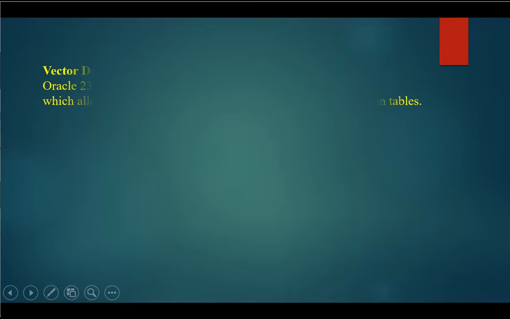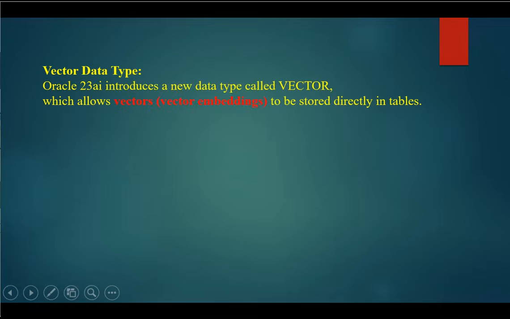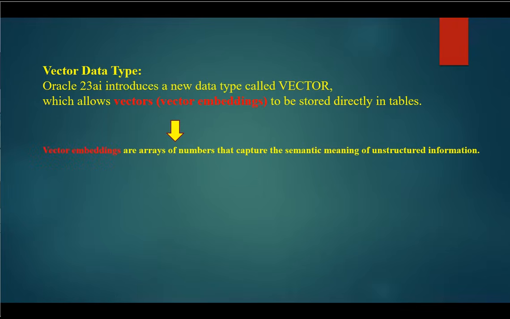Let's get started. What is vector data type? Oracle Database 23AI introduced a new data type called vector. In vector data type, we can store vectors or vector embeddings directly in our table in database. But what is a vector? What is a vector embedding? Simply, we can say a vector is an array of numbers that shows the semantic meaning of unstructured information. Unstructured information, for example, text, video, voice, picture.